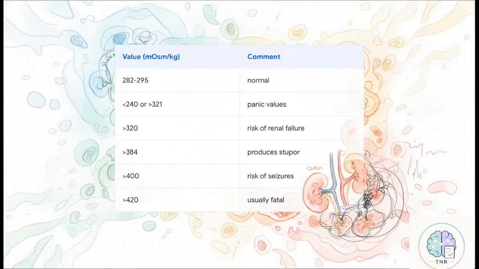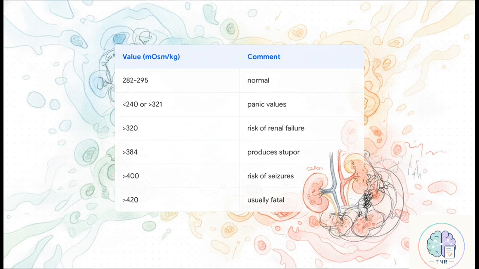Let's focus on the absolute red flags here, particularly the panic values dipping below 240 or shooting above 321. Normally, serum osmolality sits tightly between 282 and 295 milliosmoles per kilogram. But once you break out of that range, you enter the panic zone. The cascading consequences as osmolality increases are intense. Above 320, the patient is at a serious risk of renal failure.